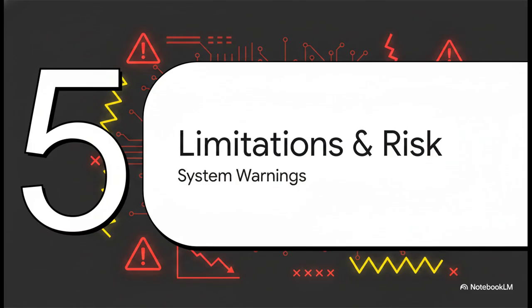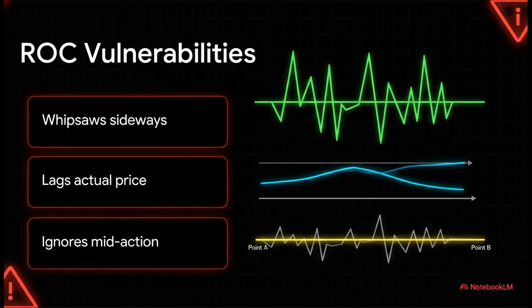Which brings us to Section 5, limitations and risk management, navigating system warnings. We've seen the serious power of this indicator, but look, no technical indicator is flawless, not a single one. So here is a rapid-fire breakdown of the ROC's vulnerabilities. First, in choppy, sideways markets, it is going to generate false signals, often called whipsaws, crossing that zero line over and over to your detriment.